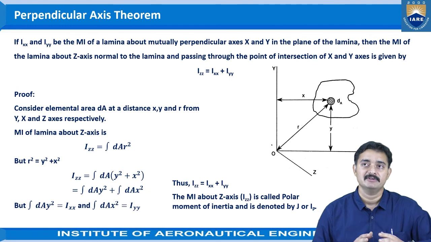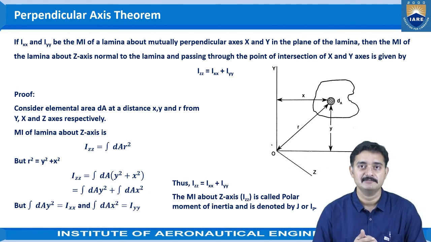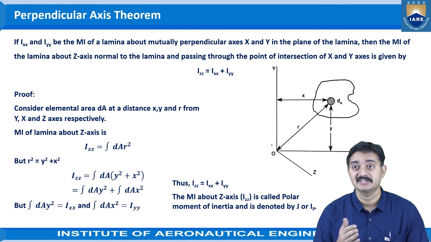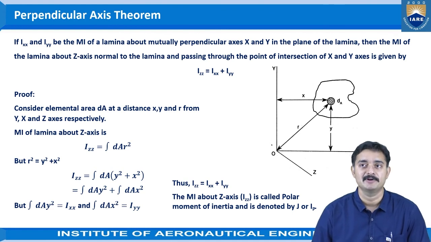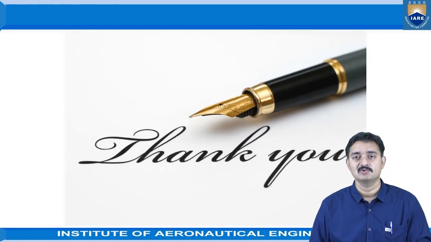So if you consider a two-dimensional plane, the moment of inertia of this plane with respect to the axis perpendicular to that plane is called the polar moment of inertia, and is denoted by J or IP. J or IP. So this concludes the session.